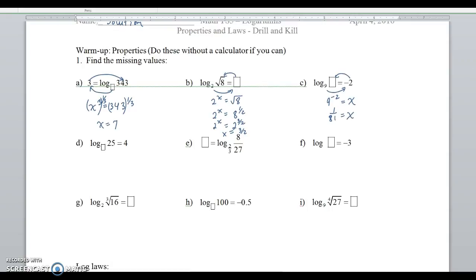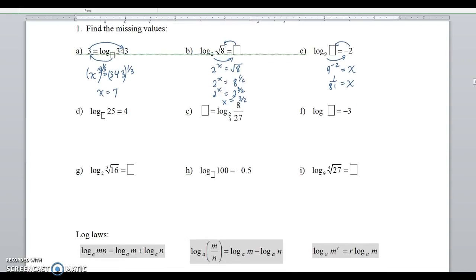I want to jump down to the ones that get a little bit trickier. Let's take a look at letter G, where I was talking about where it's not just a square root. In this case, it's a cube root. So it's 2 to the x is going to be equal to the cube root of 16. Now the cube root of 16 is 16 to the 1/3, right? You're taking the cube root. There's no square in there. It's just the cube root of 16.